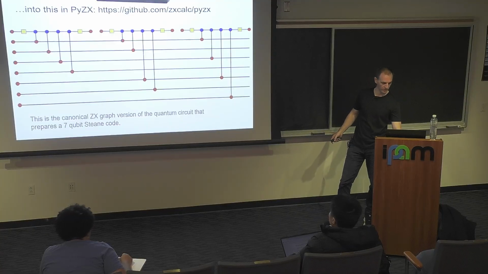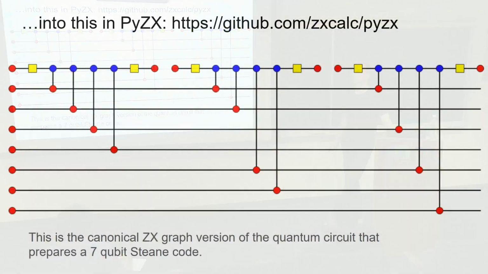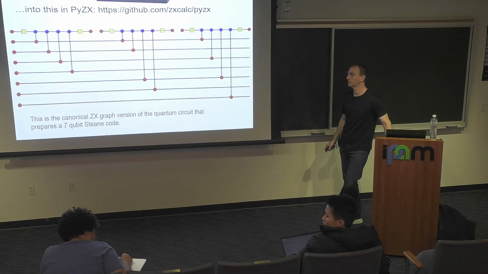If we go back to the circuit that we're compiling, this circuit has no inputs. It has 7 outputs, no inputs. It prepares a 7-qubit logical state. Then the right figure is a pipe.